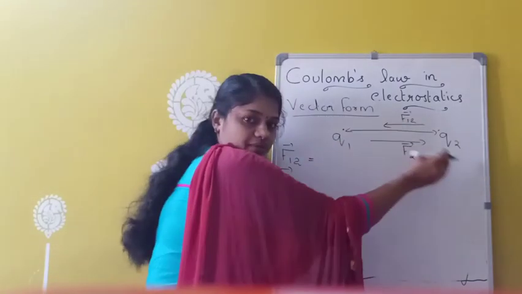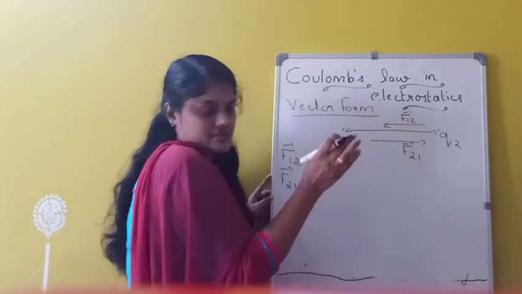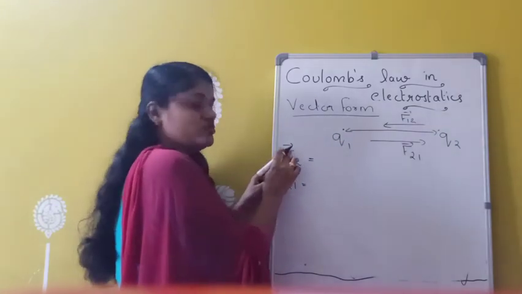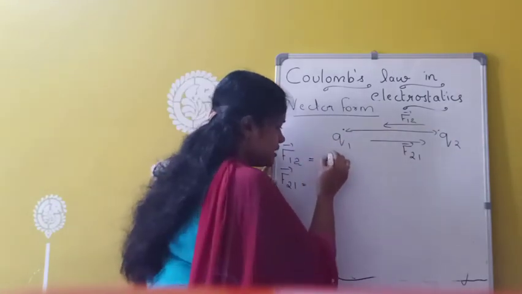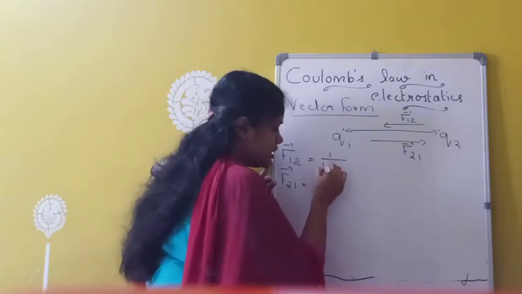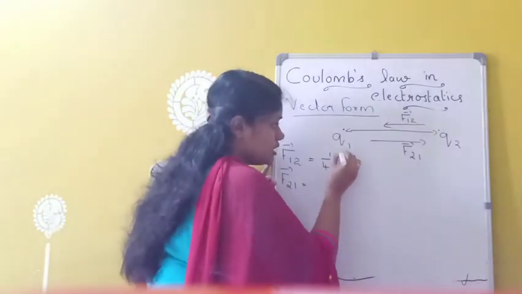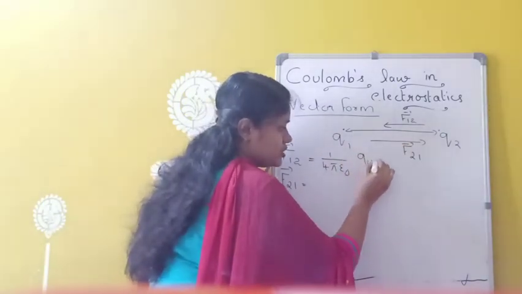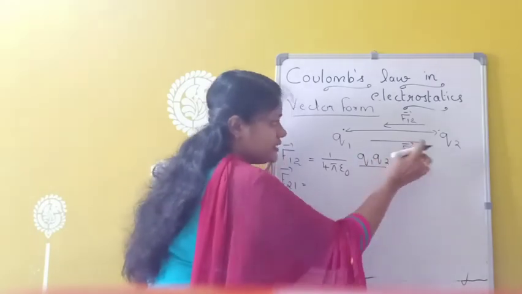So both the charges will be exerting force in opposite directions. Clear? So first of all, I am writing the formula for F12. That is equivalent to, we can write the Coulomb's law. So 1 by 4 pi epsilon 0 into the product of the charges Q1, Q2 divided by distance square.